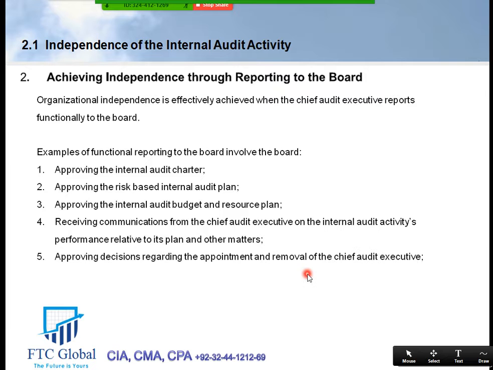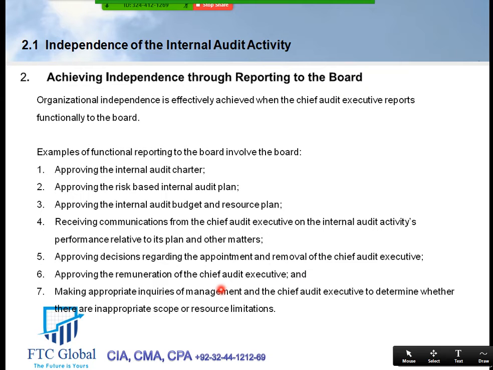So remember, the appointment and removal of the chief audit executive is with the board of directors. And then the salary of the chief audit executive, the remuneration, total package, again would be decided by the board of directors. Very important, you need to remember. So all this comes under the functional reporting. And then making appropriate inquiries of management and the chief audit executive to determine whether there are inappropriate scope or resource limitations. Yes, if there are limitations imposed or some scope limitation that prevents you from doing your work, then that's something that goes directly to the audit committee.